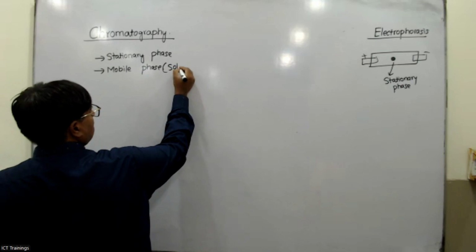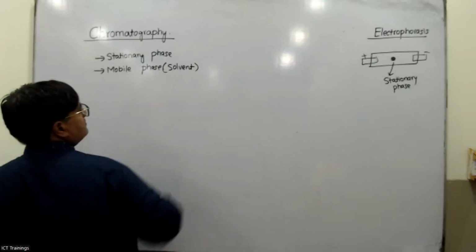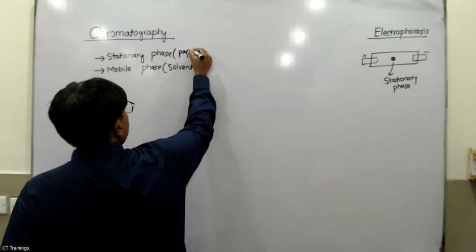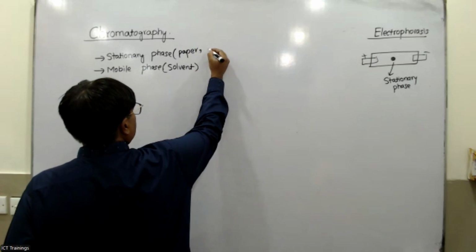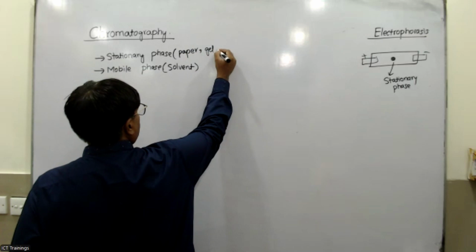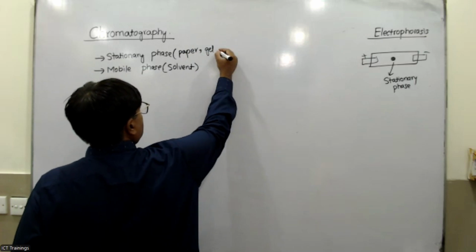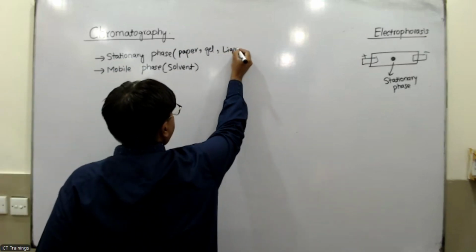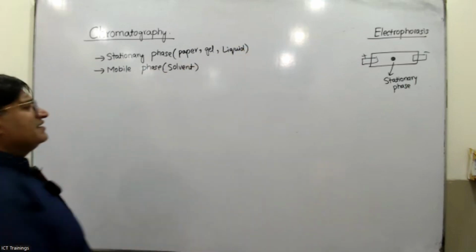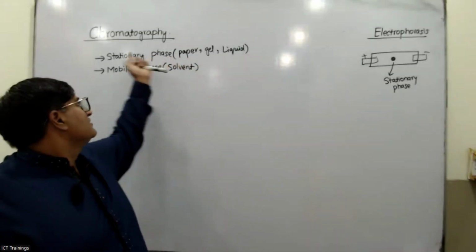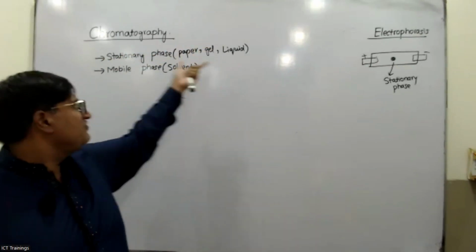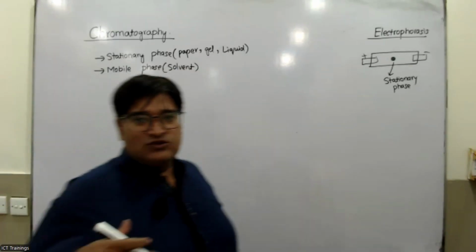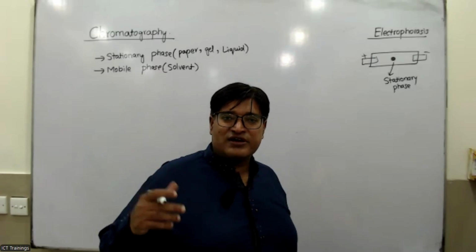Mobile phase is actually the solvent, and the stationary phase may be paper, it may be some gel, or it could be liquid. It could be anything: paper, gel, or liquid. So this is the stationary phase. It does not move, whereas the mobile phase is actually the solvent which does move. You people have done the chromatography in your O levels.